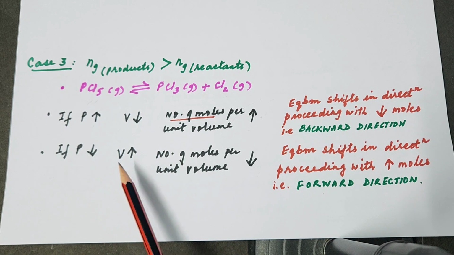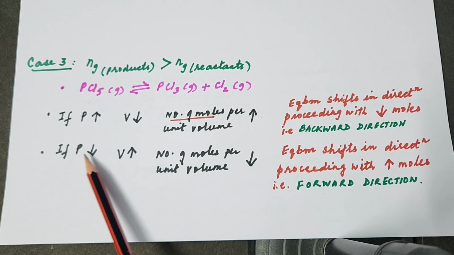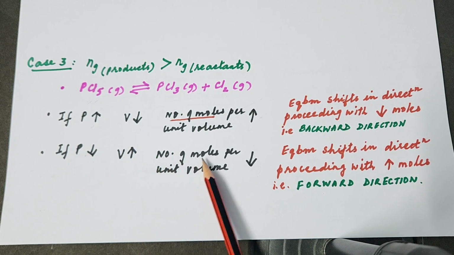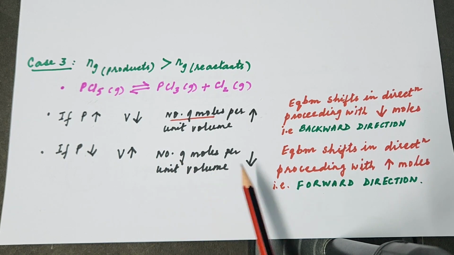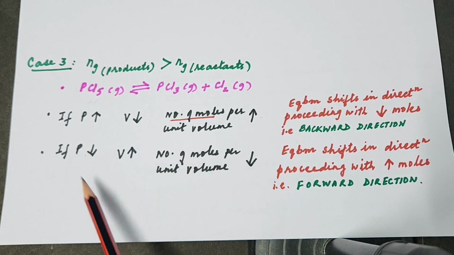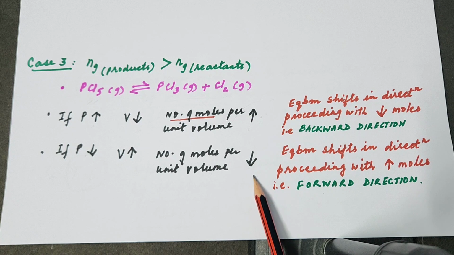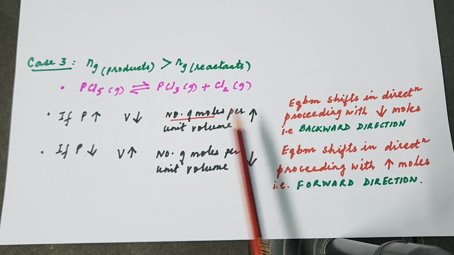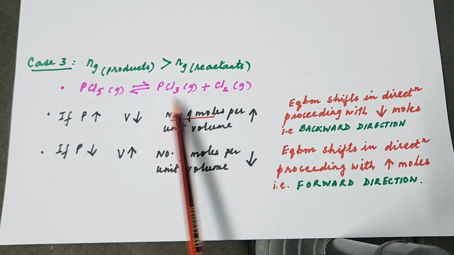Pressure decreases, volume increases. If volume increases, the number of moles per unit volume decreases. Also remember directly, pressure decreases, moles decrease, and the system is going to undo this impact. How? By trying to increase the moles. In which direction are the moles increasing?